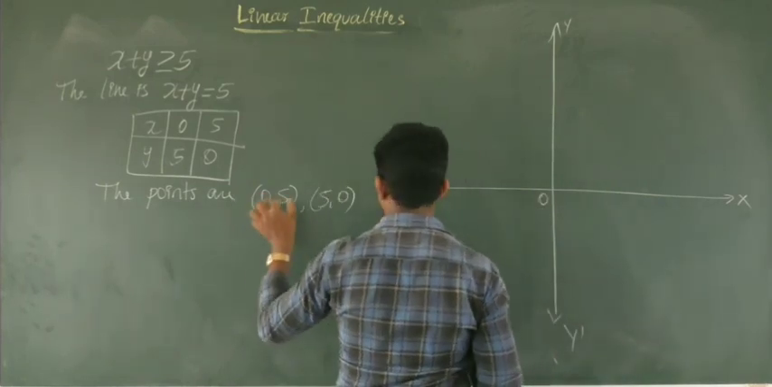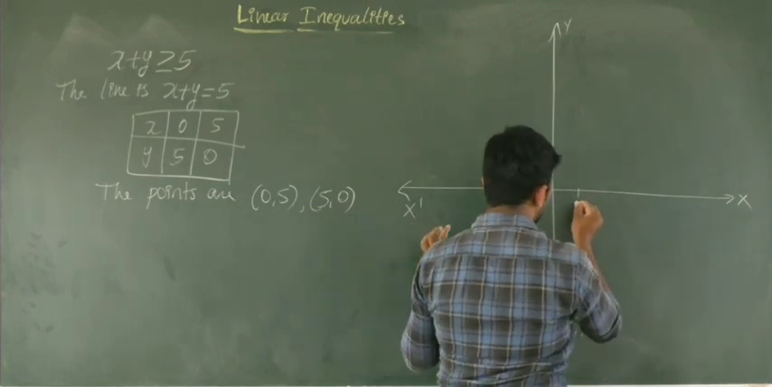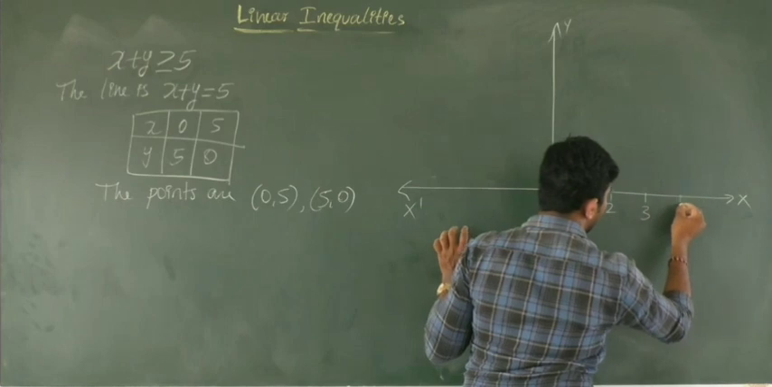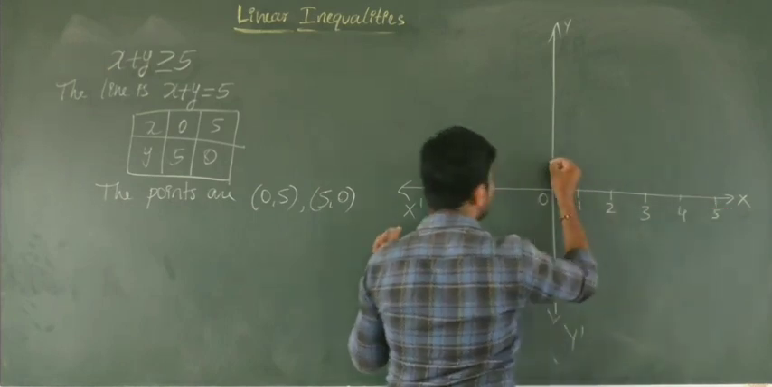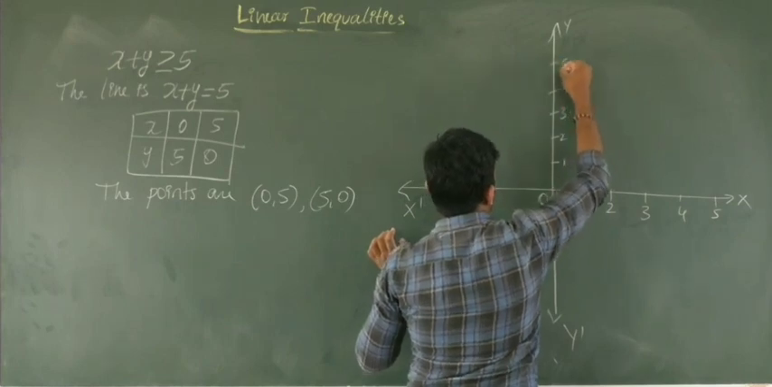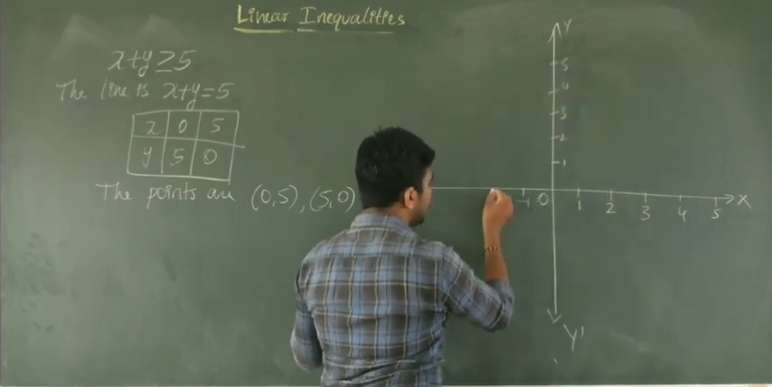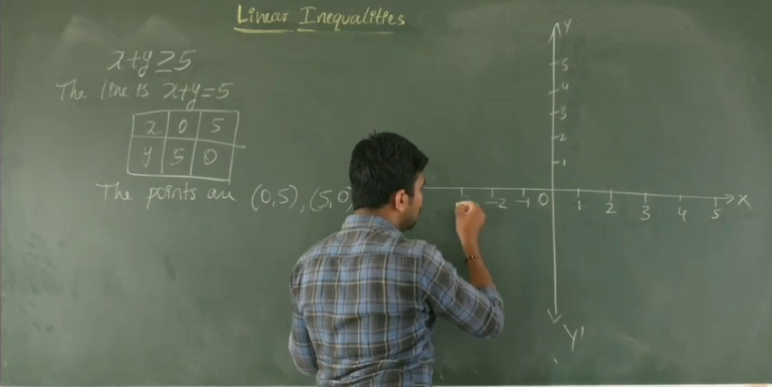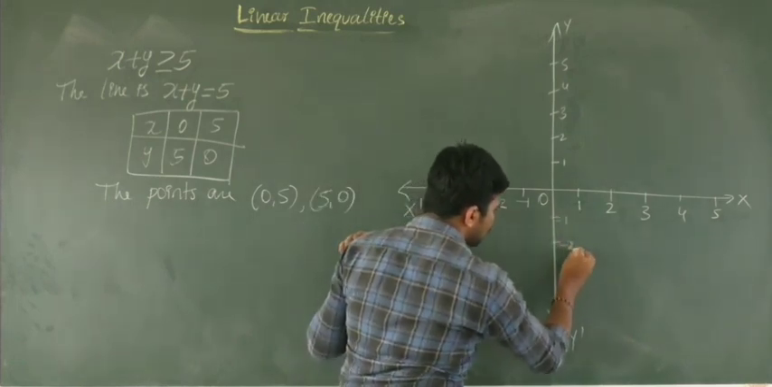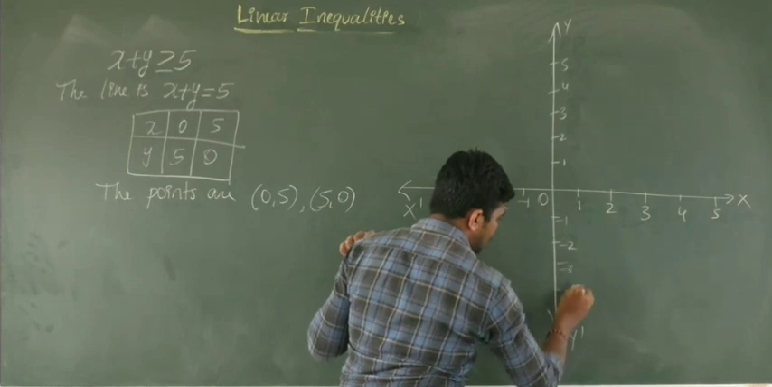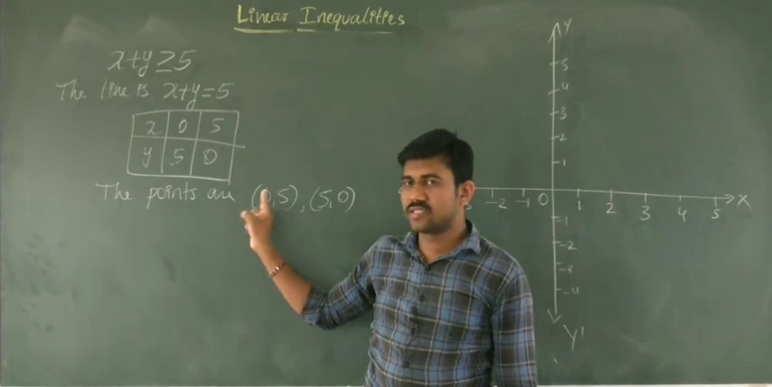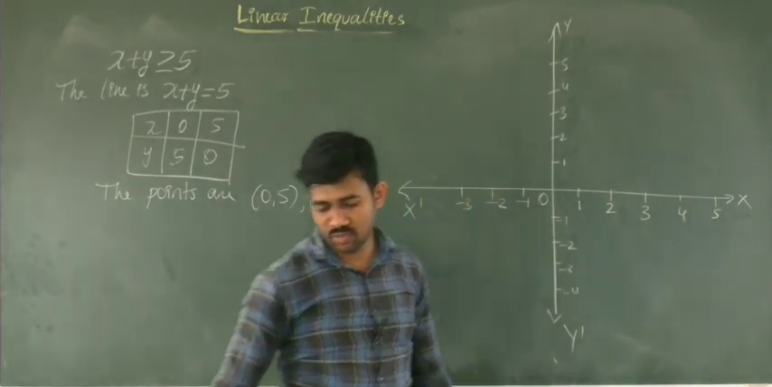Okay, we need at least 5 points here: 1, 2, 3, 4, 5. Here also 1, 2, 3, 4, 5. Here consider negative points: minus 1, minus 2, minus 3 and so on. Here also minus 1, minus 2, minus 3 and so on. Okay, now mark the points (0, 5) and (5, 0).